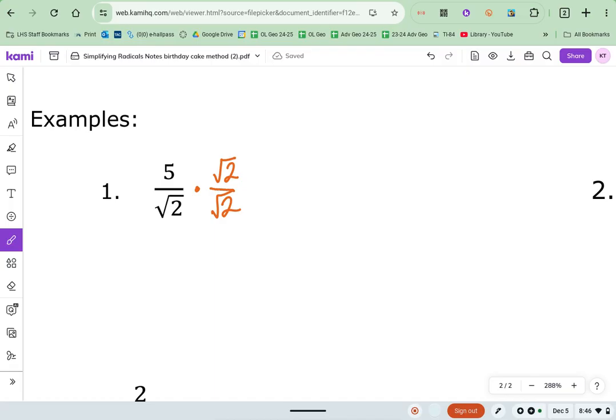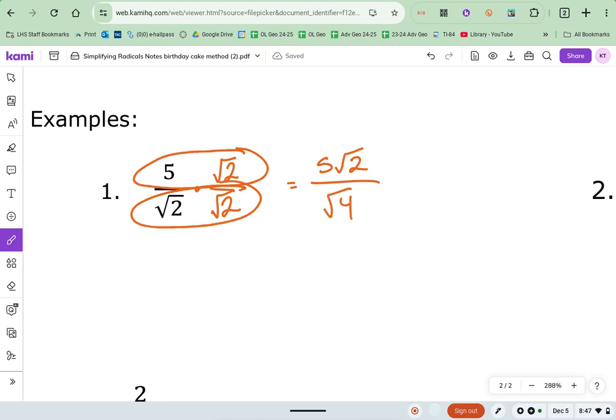But anyways, when you're multiplying fractions, remember that you multiply across the top. So 5 times square root of 2 equals 5 square root of 2. And we multiply across the bottom. So square root of 2 times square root of 2 is square root of 4.